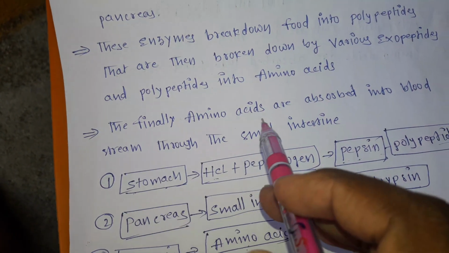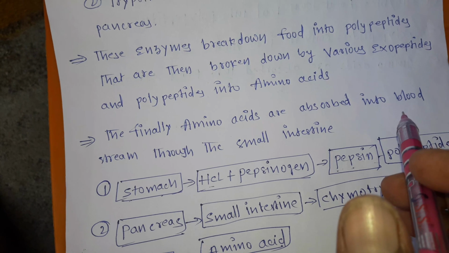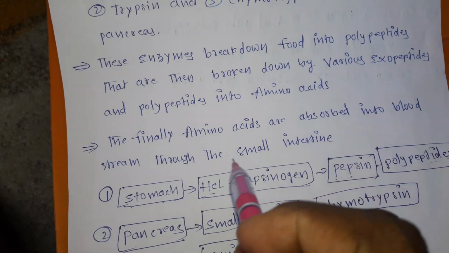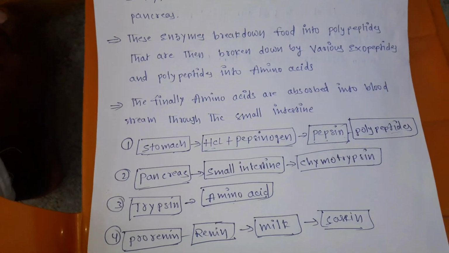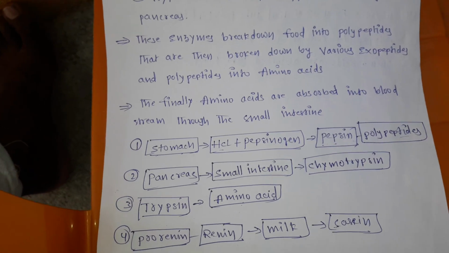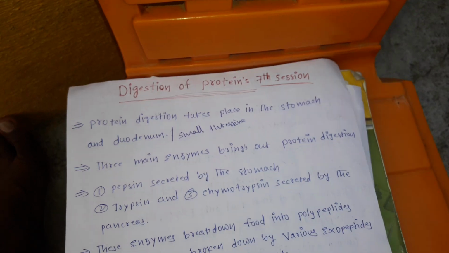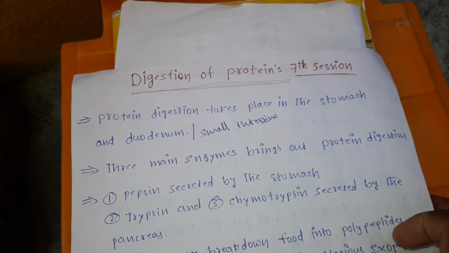Finally, amino acids are absorbed into the bloodstream through the small intestine. See how easy it is. But as per the 10th class exam, it is enough. Try to understand word by word.